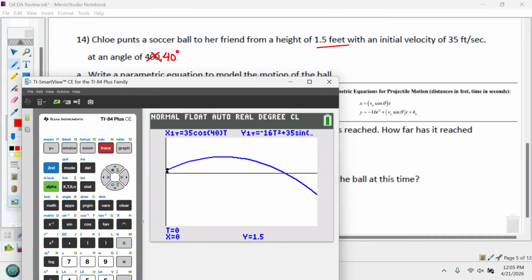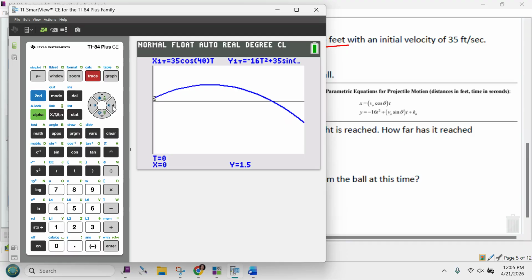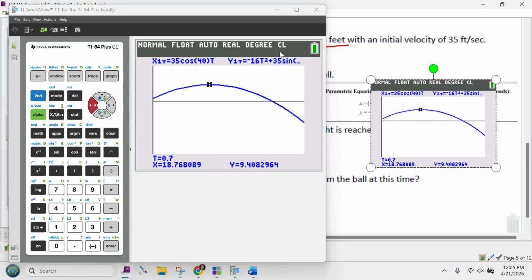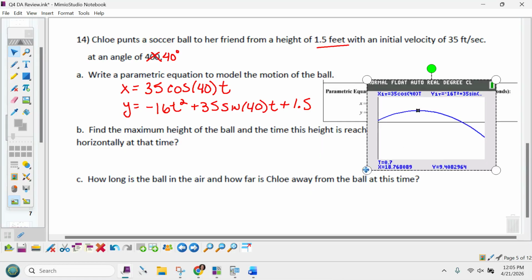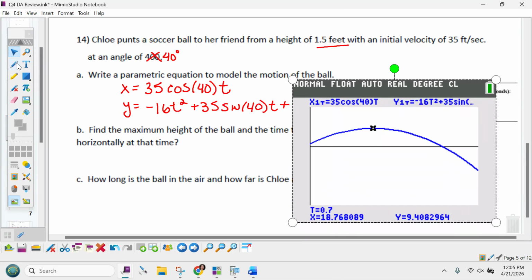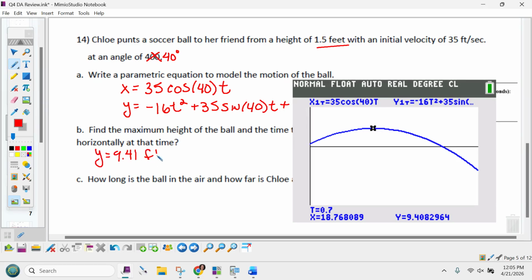Okay, whoops. So we want to arrow over to the vertex, and we're going to watch the y value to see which is the highest. Looks like 9.4 is. So the maximum height is 9.41 feet at 0.7 seconds, when the x is 18.77 feet away. That's the horizontal.